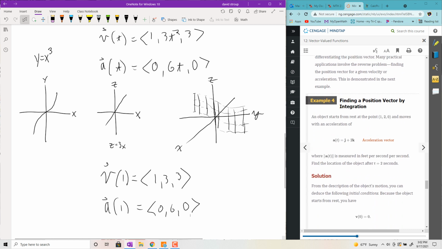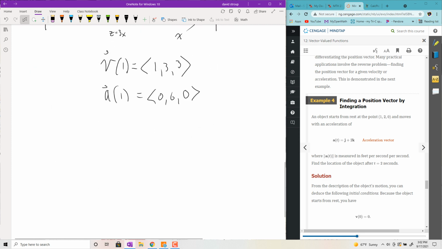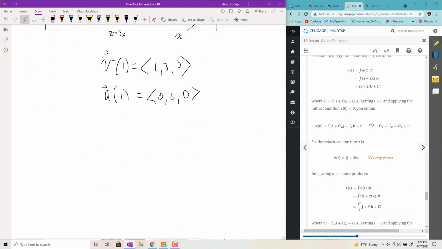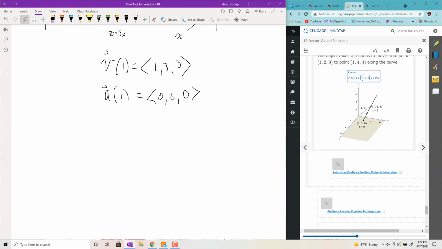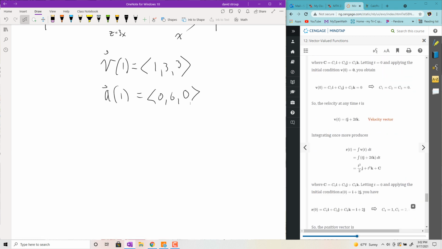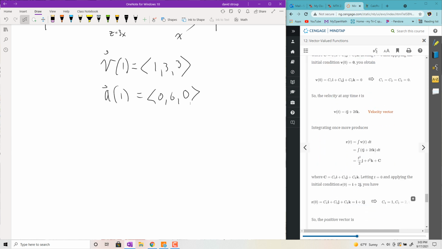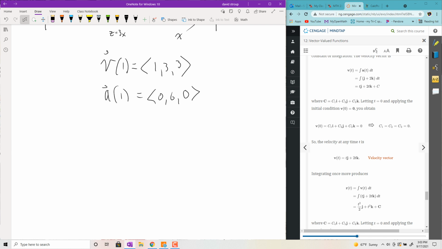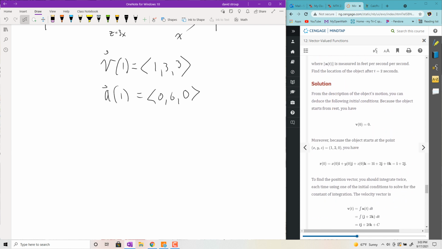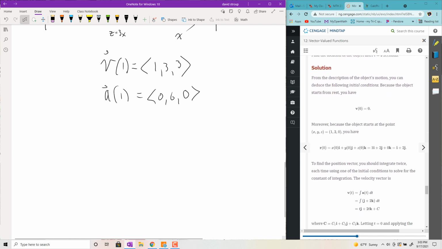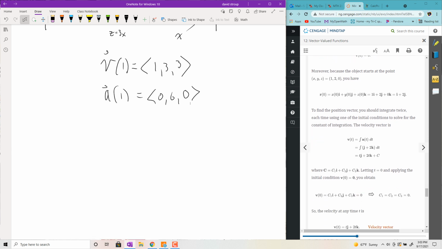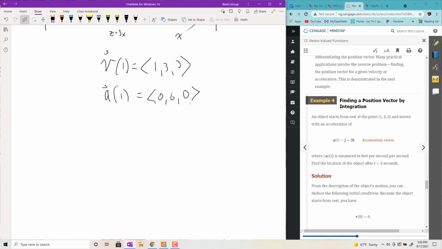Okay, so if they give you acceleration, that's kind of the starting place for developing a position function. If they give you acceleration and some initial values, you can get back to the position function. So here they're giving you the beginning position. So this is example 4.